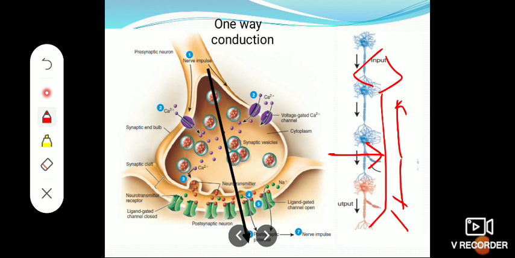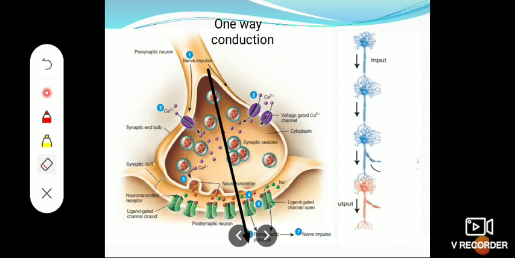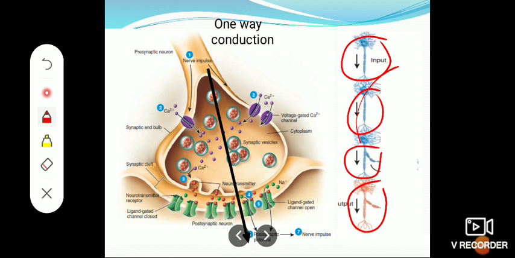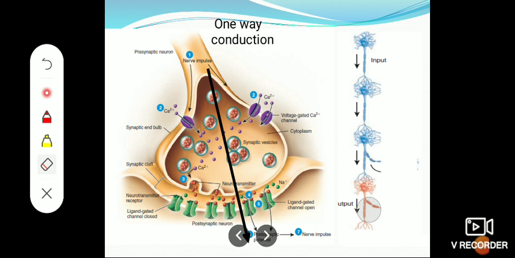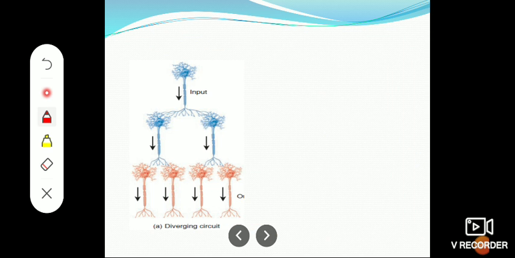Here you can see there are multiple neurons. This is one neuron, the other neuron, third neuron, fourth neuron. So the direction of flow will be like this. If you excite any of the neurons like this, the impulse will go across the axon in both directions, but it will not excite this one, it will go here only. So that is called one-way conduction of a synapse.